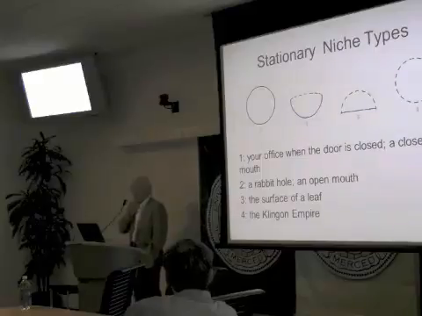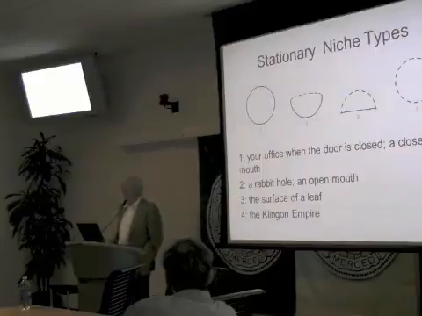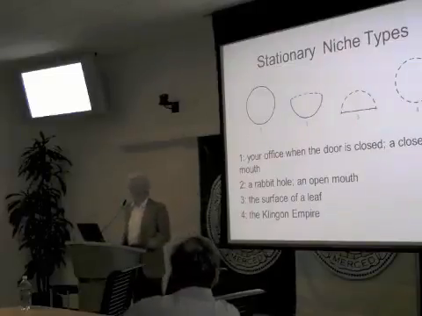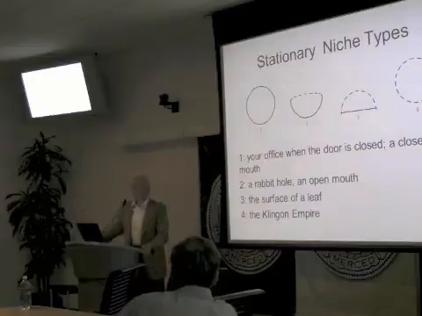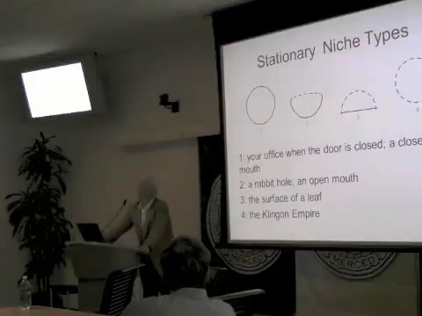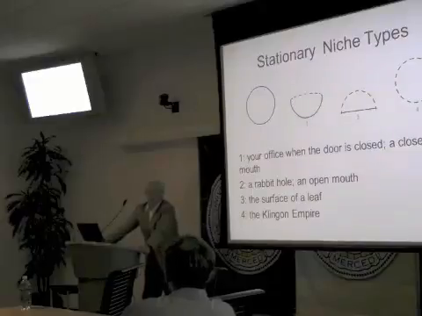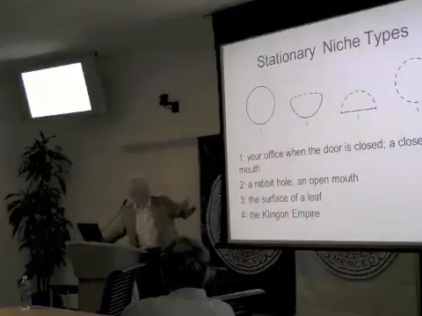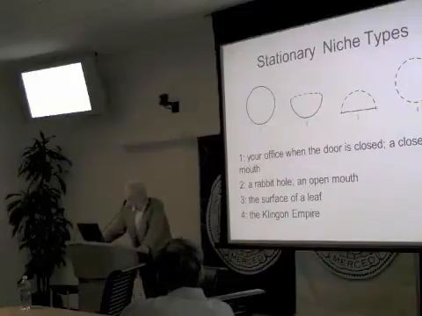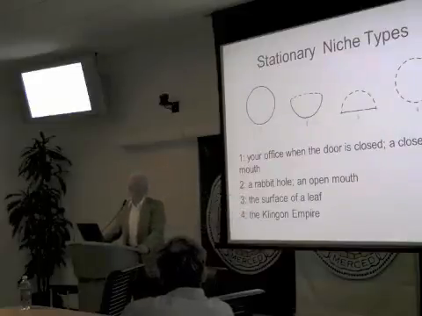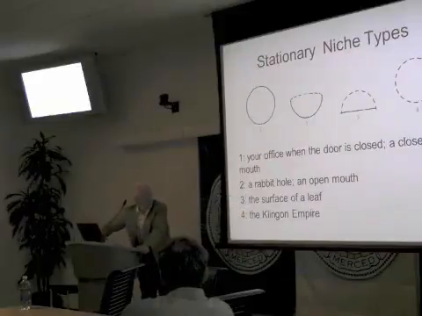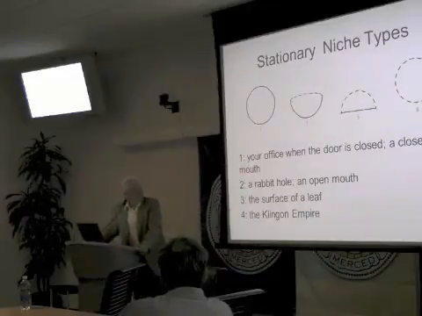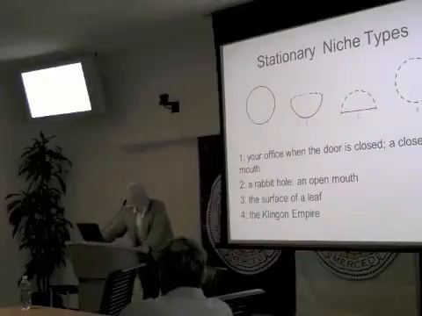Now, these are some examples of types of niches, holes. The first example we've already seen, this room with all the doors closed, or your mouth, when you close your mouth. When you open your mouth, then we have a case of number 2. When we open the door, we have a case of number 2. Number 2 is illustrated by the rabbit hole, of the kind that we saw earlier on, or by the mouth when it's open. Number 3 is illustrated by the surface of a leaf, and number 4 is illustrated by the Klingon empire.